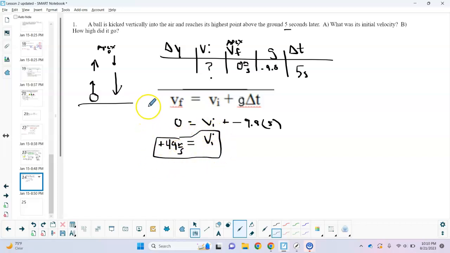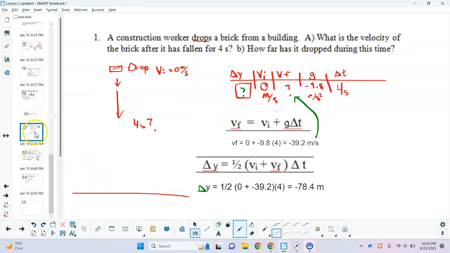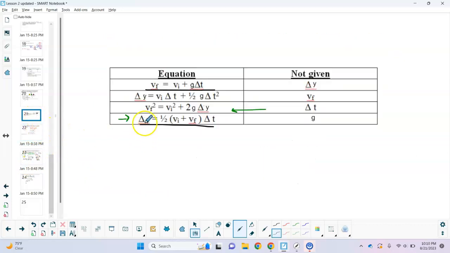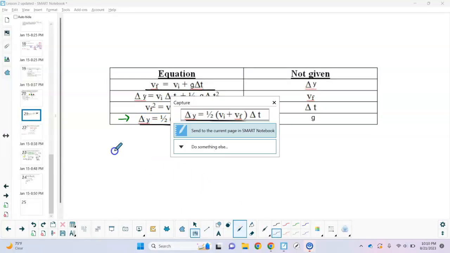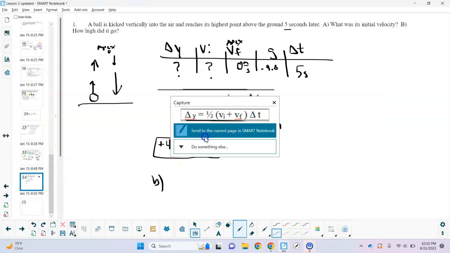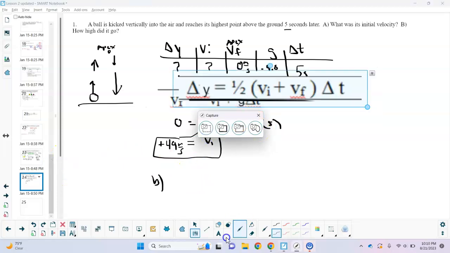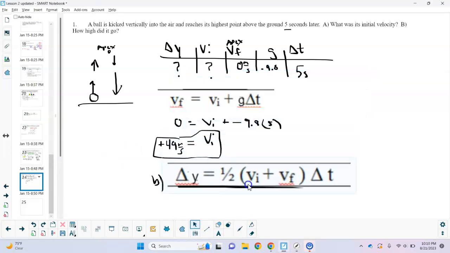So that's part A. Part B is, how high did it go? So for part B, you can use any equation that you like as long as it has the variable that you're looking for. And this one, it's that. So I'm going to use this equation, the bottom equation. That's the one that I like for this, if I know the velocities and I know the time, which I do. So we're going to use that equation and plug into it.